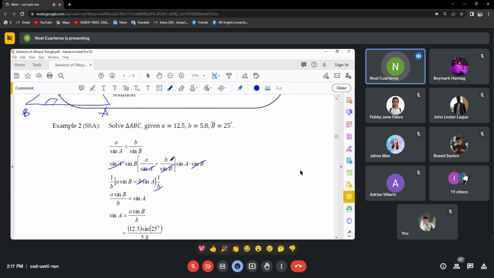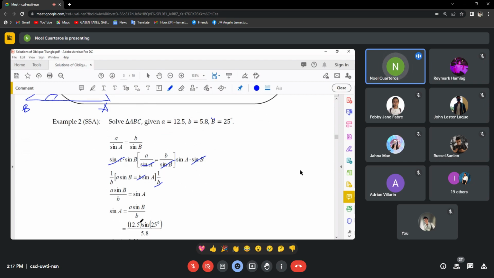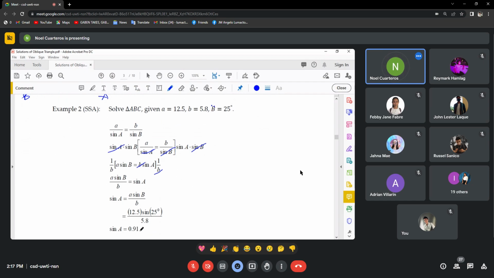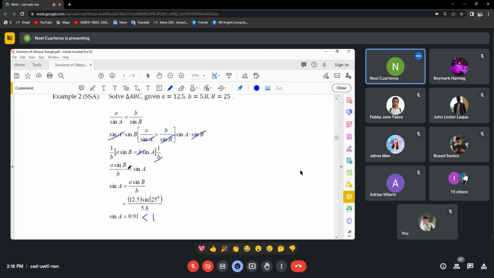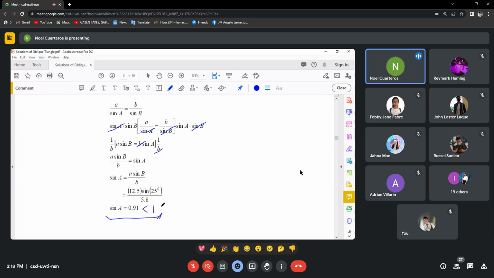Okay, substitute their value na kay 12.5 sine 25 degree all over 5.8. With the use of your calculator, sine A is equal to 0.91, which is less than 1. Di ba? Sakto ba? Since less than 1 siya, we form two triangles in this given.